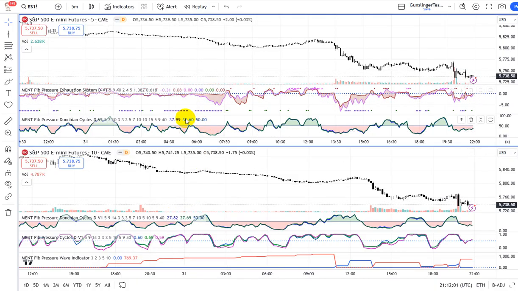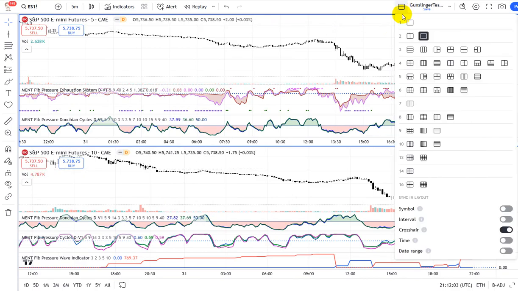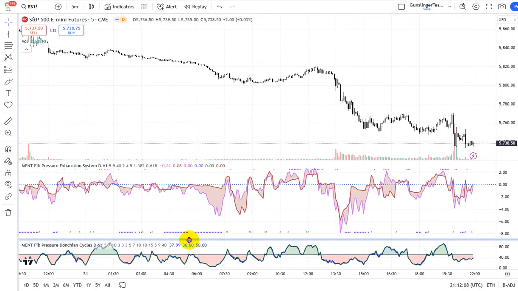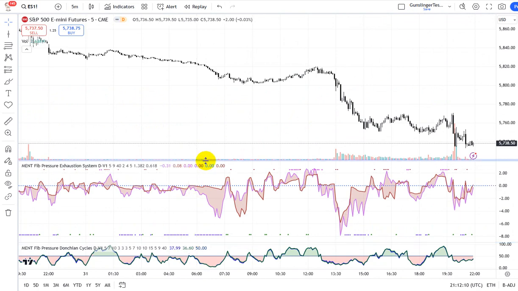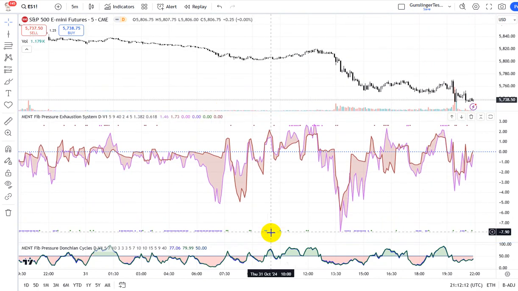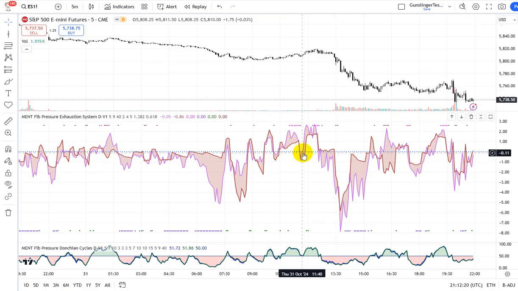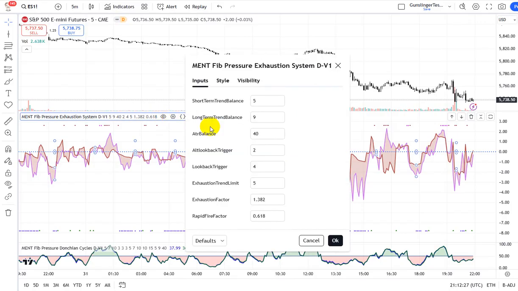I thought I'd do a quick video about the Gunslinger tools, really focusing on the pressure system. I'm going to come over to the primary 5-minute chart, minimize this Gaussian system, and bring the pressure system up. We've had a pretty solid downward trending move here, not a whole lot of real upward trending. It's set to the default settings.